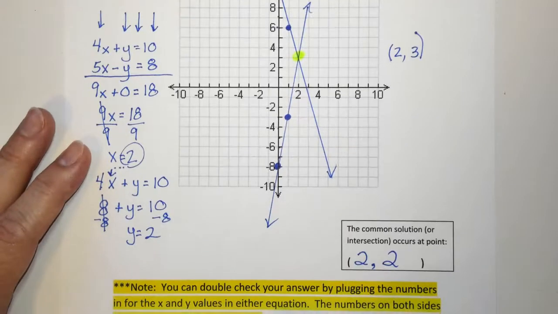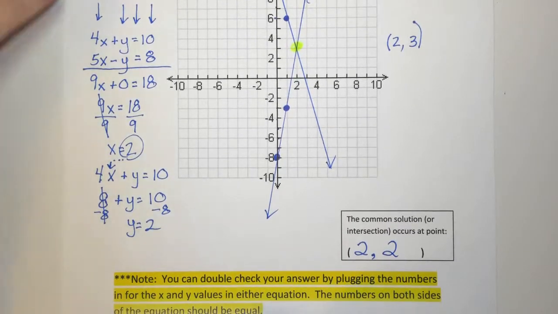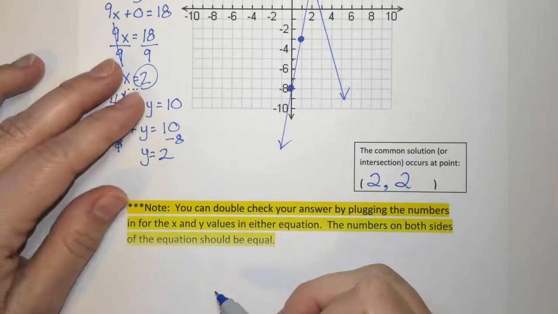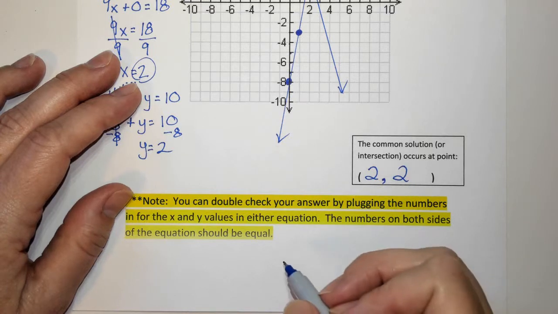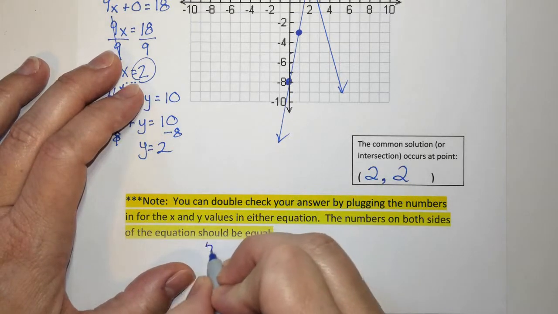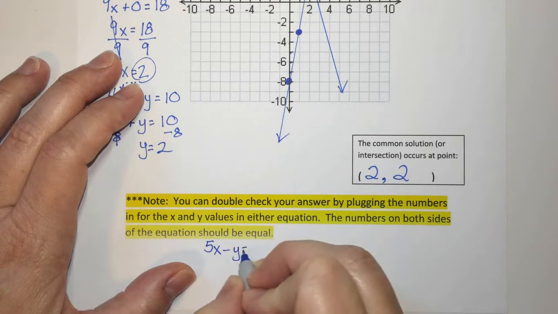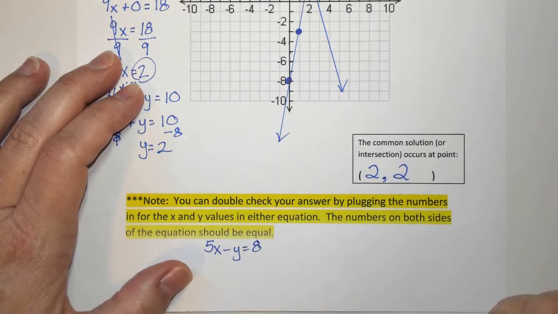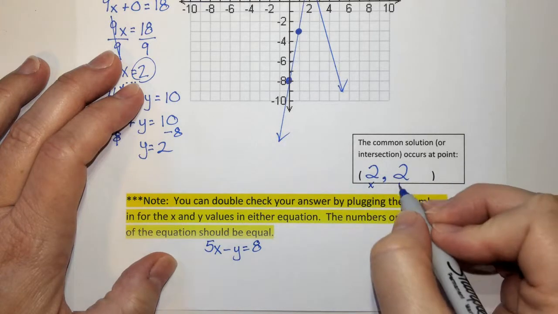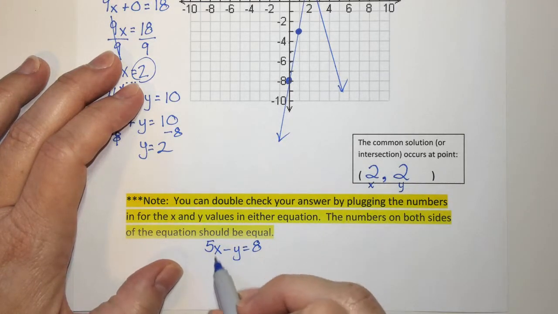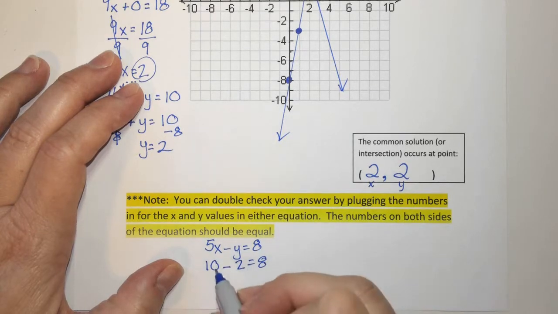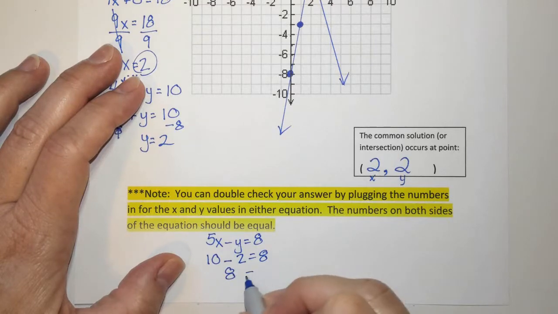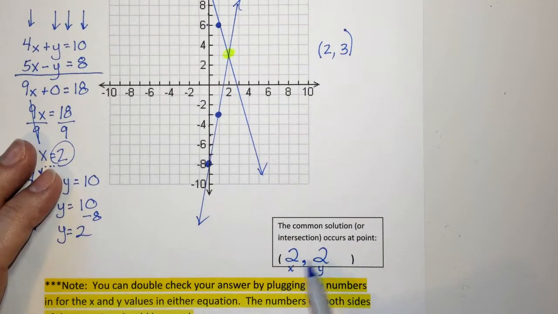Now, if you want to, you can double check your answer by plugging both of the numbers in for the x and y values in either equation. The numbers on both sides of the equation should then be equal. So let's go ahead and pick that second equation, 5x minus y equals 8. Use your x value of 2 and your y value of 2. That would be 5 times 2 is 10 minus 2 equals 8. Is this true? 10 minus 2 is 8 equals 8. Absolutely. So we are 100% certain that the point of intersection is 2, 2.